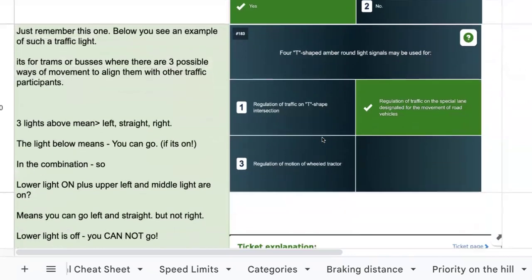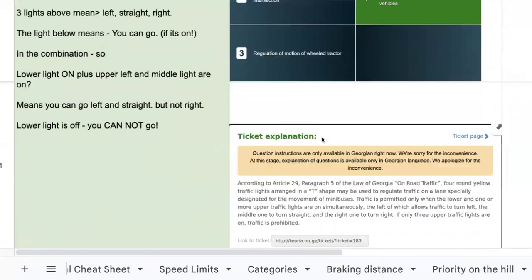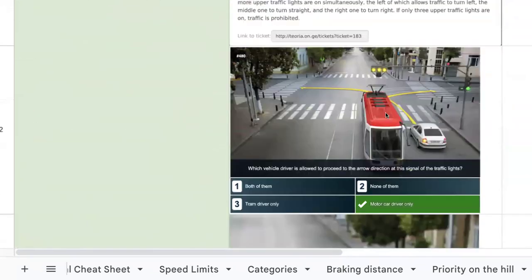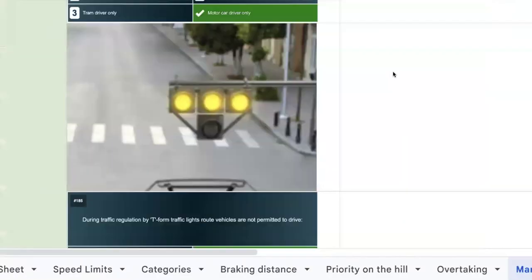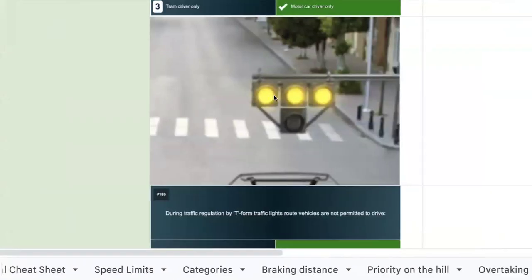Okay, this is a challenging topic because even though I've driven a lot in different countries, I never saw this T-shaped light signal. So first of all, let's look at how it looks. Here we have a tram, and if, for example, a tram or a bus goes here, then it could go straight, left, or right. And these upper lights, let's check how they look. Here, that's how it looks. It basically means left, going straight, or going to the right.